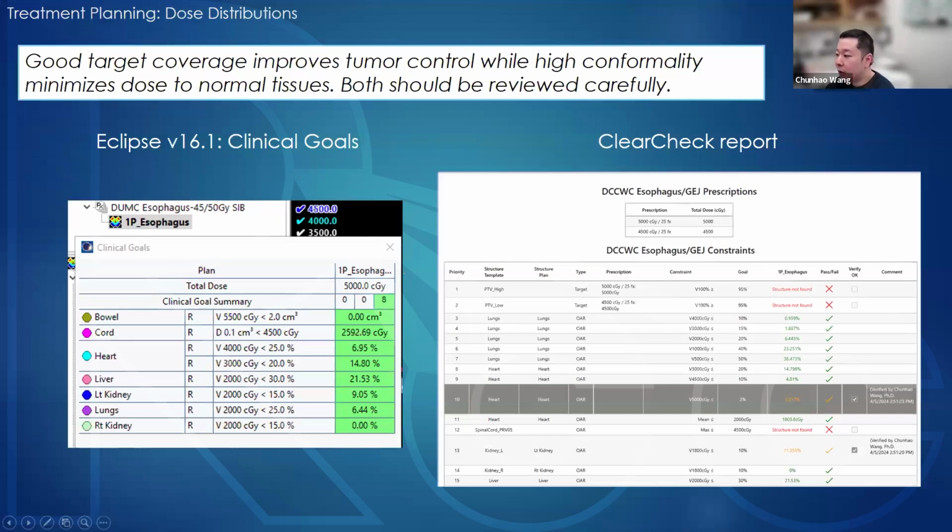And here we want to remind all of us that we should not evaluate the plan solely based on this quantitative metrics report. This report should be used in conjunction with dose distribution evaluation, as there is no guarantee of the comprehensiveness of this report for every patient.